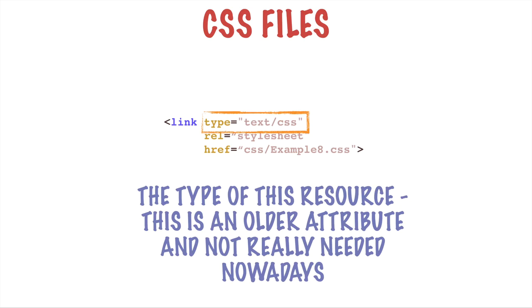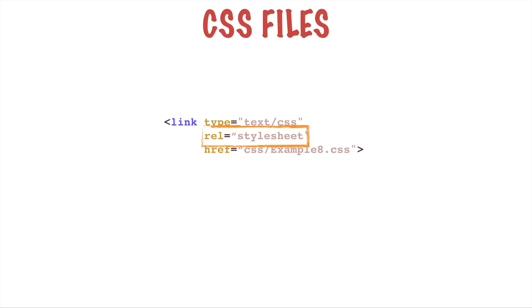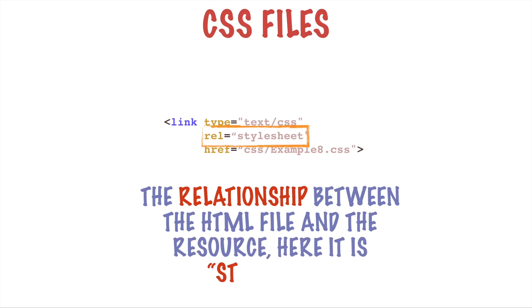The next attribute is the rel attribute. Rel stands for relationship, and it tells us what the relationship is between the HTML file and the file that is being linked to. In this instance, the relationship is a style sheet, and so we set the rel attribute to be equal to style sheet. And then the last attribute is a familiar one. It's the href attribute, which we've already encountered while talking about the a tag and links. We simply specify the file name in this attribute.